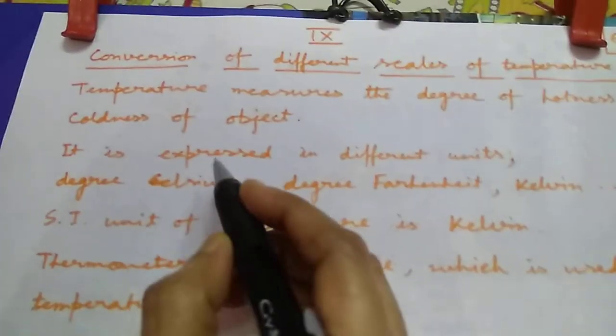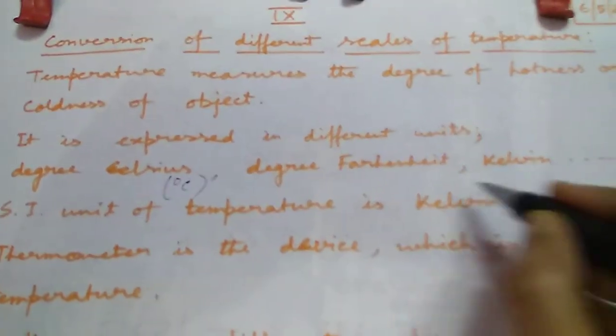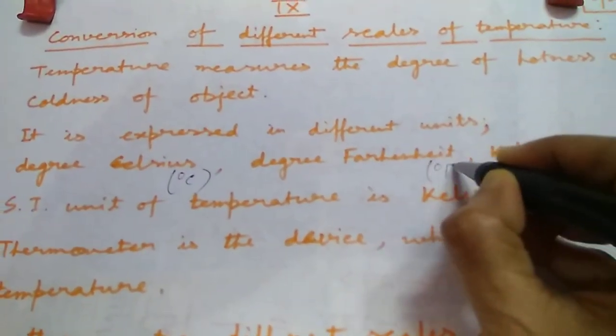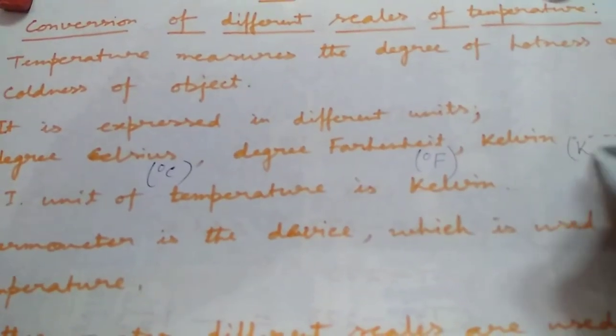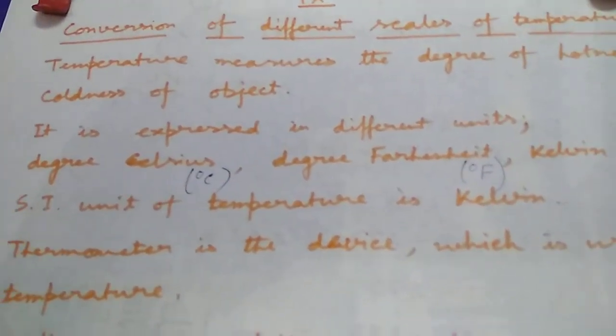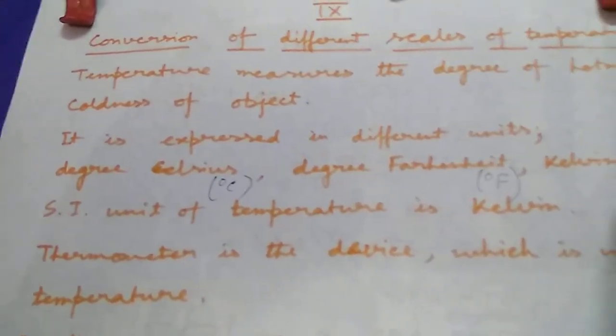Degree Celsius, the short form is degree C; degree Fahrenheit, short form degree F; and Kelvin short form is only K, capital K, not degree K. Degree K is a wrong representation. Kelvin is always represented as only K.